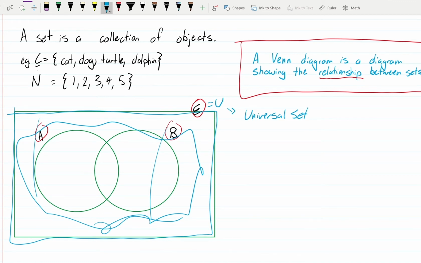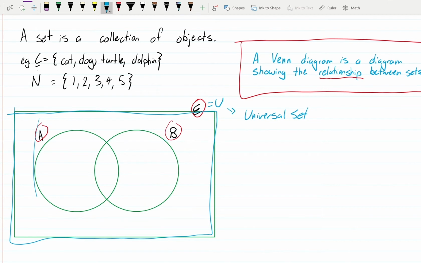So if we just take things back a little bit, if E is a universal set, A and B are just sets within E. And that's really all that there is to Venn diagrams. Now let's start talking more about this relationship aspect.